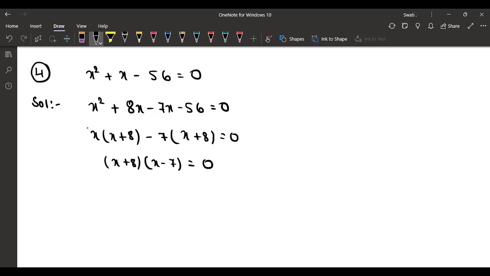And that is equal to 0. And if the product of two terms is zero, it implies either of the terms is 0. So x plus 8 equals 0, so that means x is equal to minus 8. And x minus 7 is equal to 0, that means x is equal to 7.